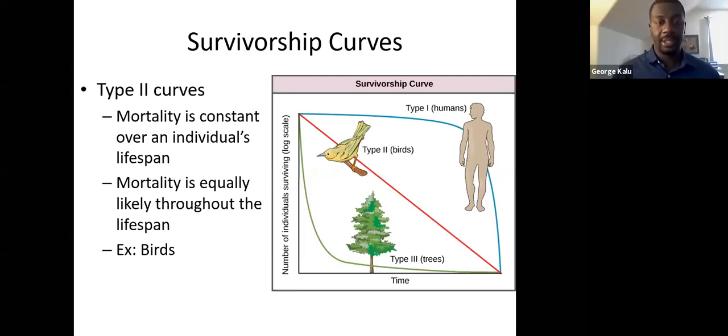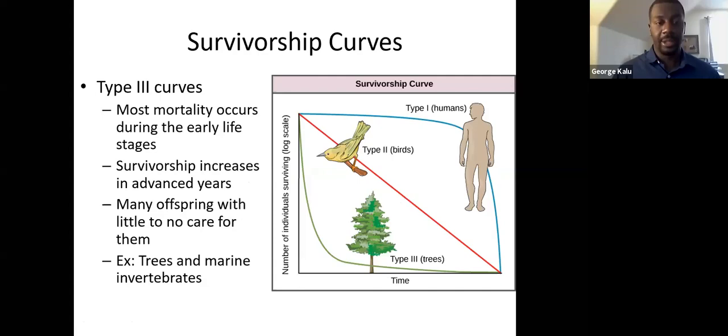And then the third one are type 3 curves. Type 3 curves are where you have a high mortality rate very early on in life, but then as you start to pass through a certain age range, if you're able to make it through that particular age range, then the likelihood of surviving becomes pretty high, and you pretty much just stay at relatively high survivorship there. That's what we see with trees, for example.